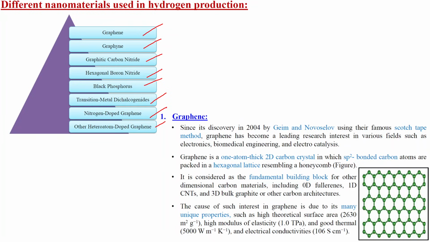Okay, so basically, what is graphene? It is basically a one atom thick 2D carbon crystal in which sp2 bonded carbon atoms are packed in a hexagonal lattice resembling a honeycomb. So as you can see, it is resembling a honeycomb, and all these carbon atoms are sp2 hybridized carbon atoms packed in a hexagonal lattice. It is considered a fundamental building block for other dimensional carbon materials.